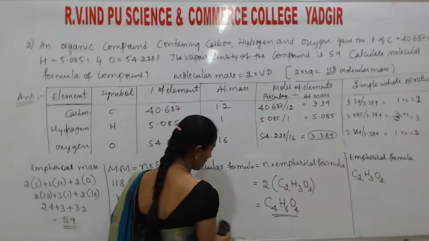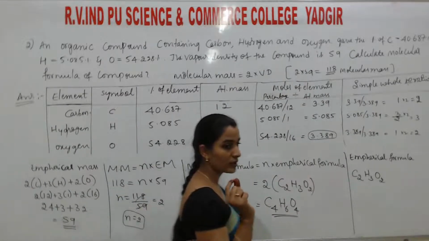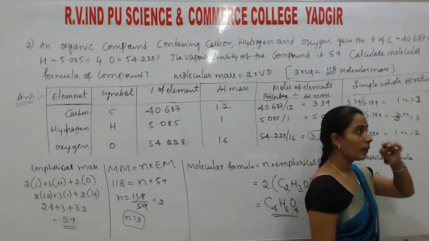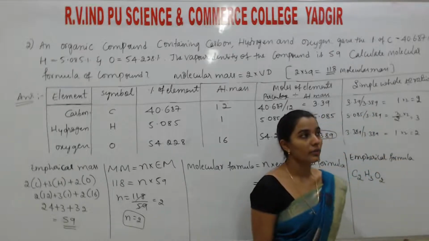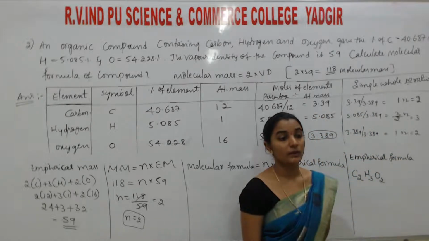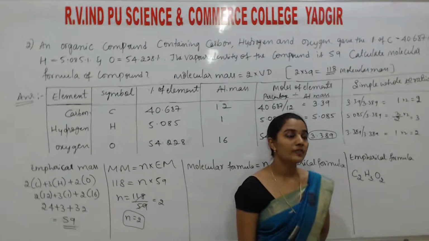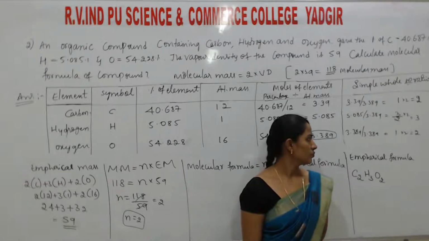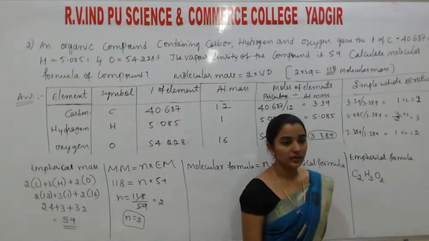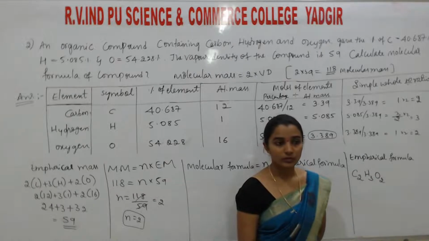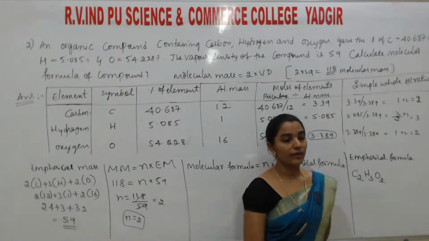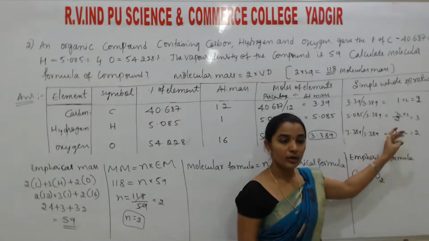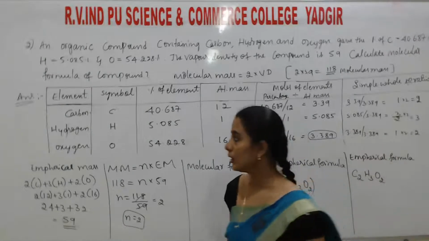Understood? So this is another problem. Remember one thing, students, in this problem, if any fractions are there like 1 by 3, 0.33, that is taken as 1 by 3. If 2.5 is there, that is taken as 5 by 2. And if 1.5 is there, that is taken as 3 by 2. Like that. Understood? Those ratios are very, very important to get, because these are present in simple whole number ratio. This is the second problem. Okay?